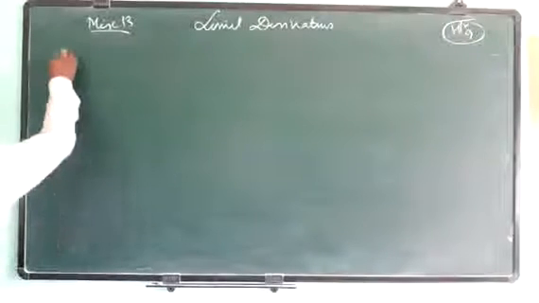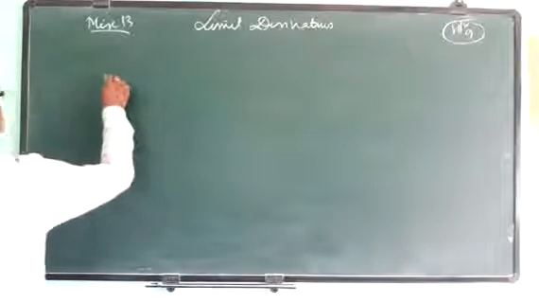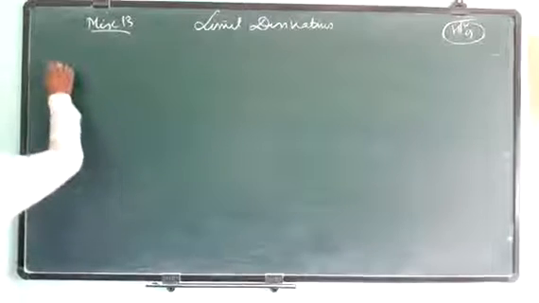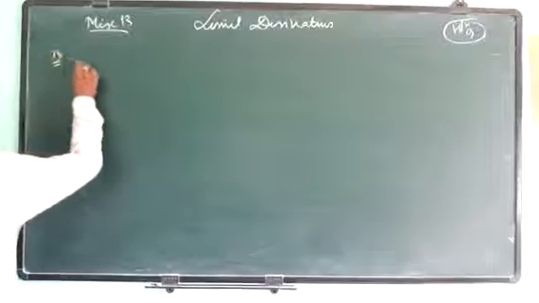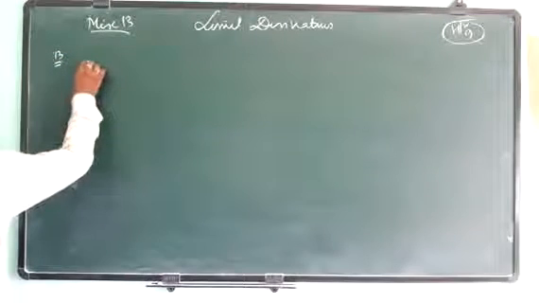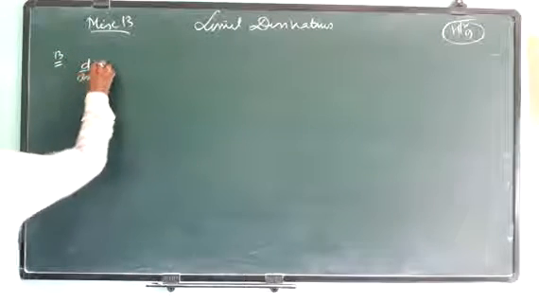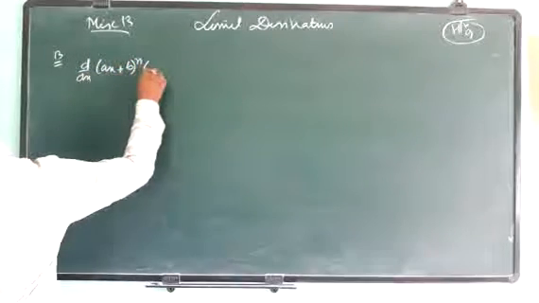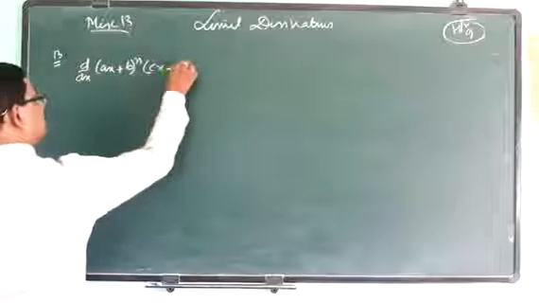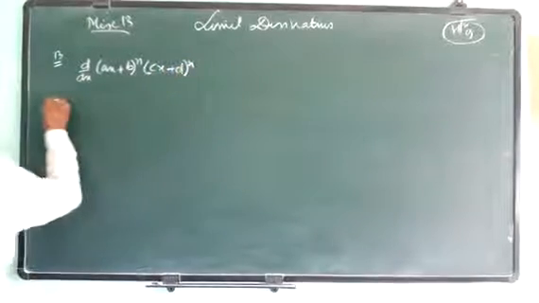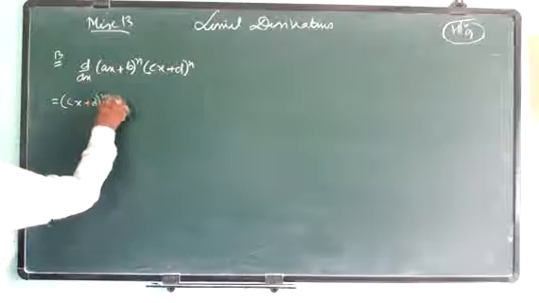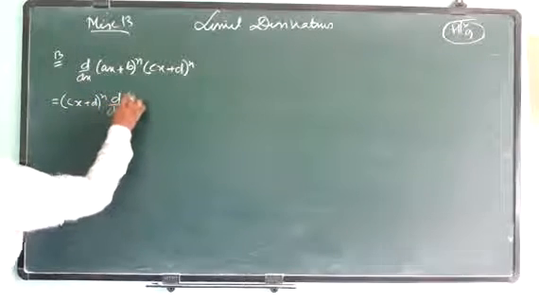Question number 13. So what we have learned? After writing this one, I will take a reference of question number 12. If we differentiate d/dx of (ax plus b) to the power n, (cx plus b) to the power n. Here you keep u into b form. So we can write this one.